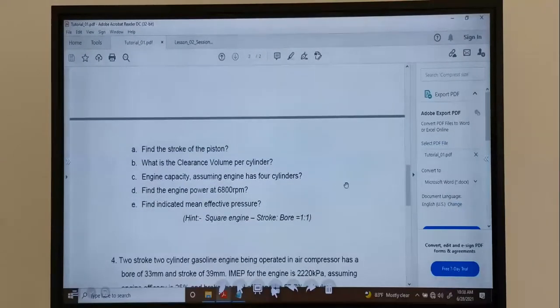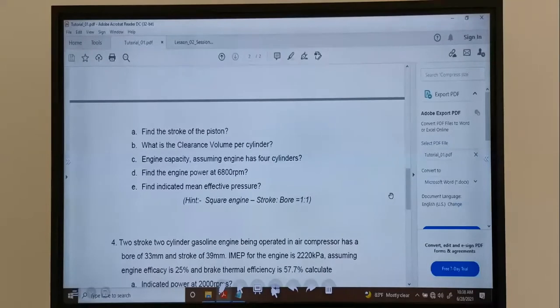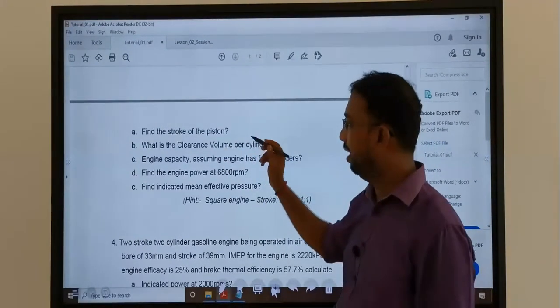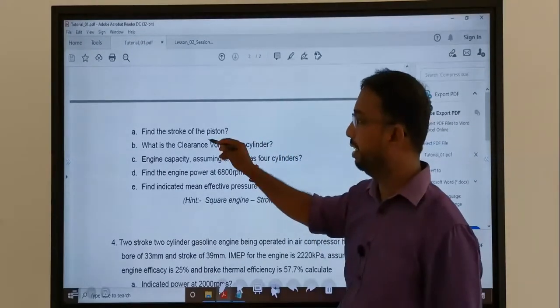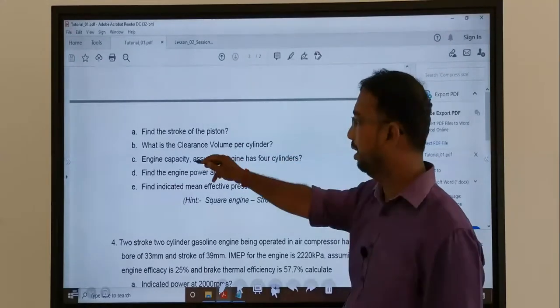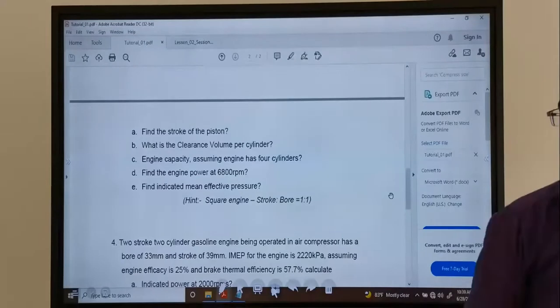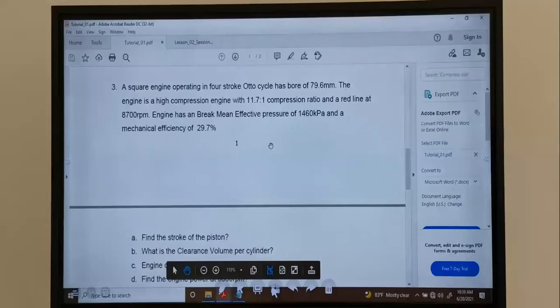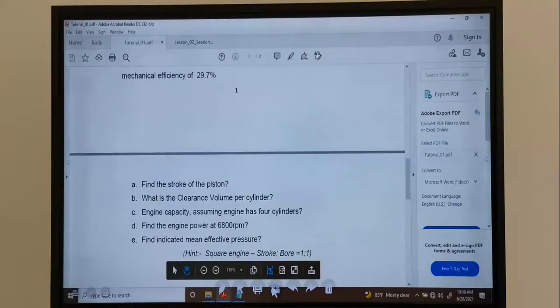So the clearance volume per cylinder. Clearance volume, these two things we can do. First we have to find the stroke volume. Then we find the clearance volume by using the compression ratio. Then in total we can find the engine capacity, that's the CC value. The compression ratio is 11.7. Okay, we start.